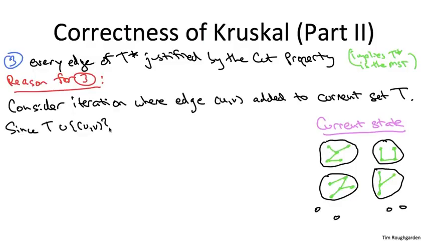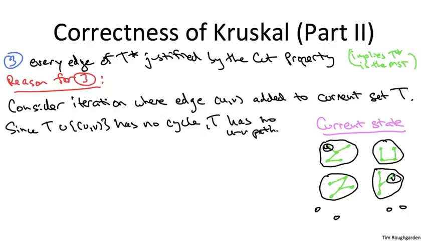What more can we say? Well, if the current edge has endpoints u and v, and Kruskal is deciding to add this edge uv to the current set capital T, we certainly know that capital T has no path between u and v. Right? If it did have a path, then this new edge would create a cycle, and Kruskal would skip the edge. So since it isn't skipping the edge, u and v are currently in different pieces. They're in different connected components with respect to the current edge set.